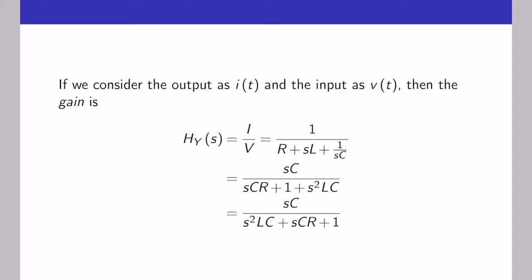If we multiply the top and the bottom of that fraction by sC, we arrive at sC over s times CR plus 1 plus s squared LC, which gives us, by rearranging terms, sC over s squared LC plus sCR plus 1.